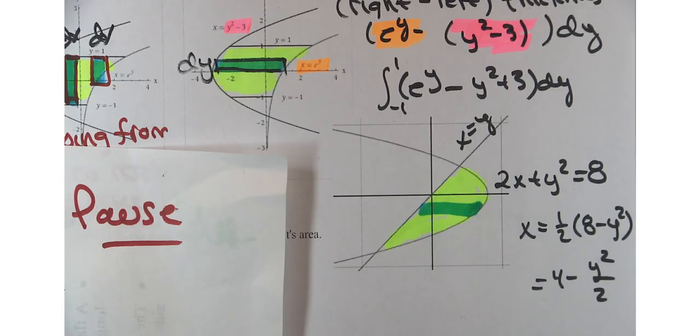That's just an expression for x, so that's telling me the x coordinate is 4 minus y squared over 2. So that'd be the rightmost function. This is x. This is y. So where is my total y slice here?